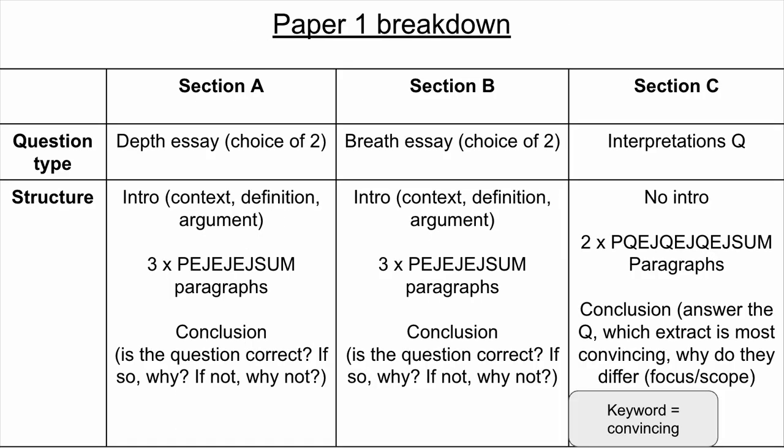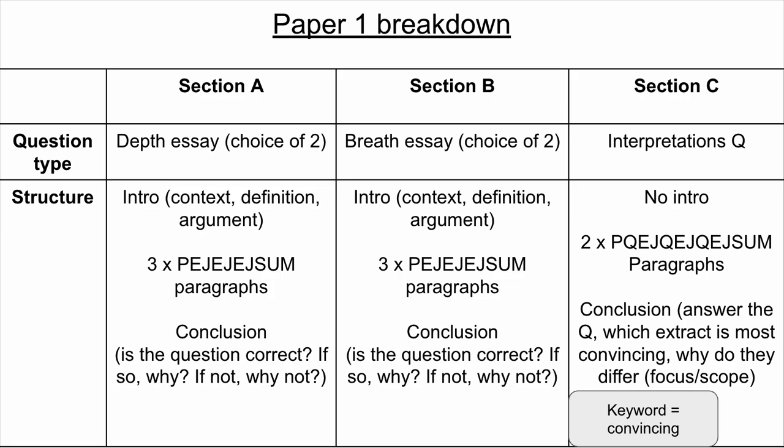Section A is the depth essay, and there's a choice, there's 2 questions, and you choose one. So a reminder of the structure for this question: intro, 3 paragraphs, and conclusion. So in your intro, you're doing context, definition, argument. In terms of your internal paragraphs, usually 3 paragraphs is the right number.